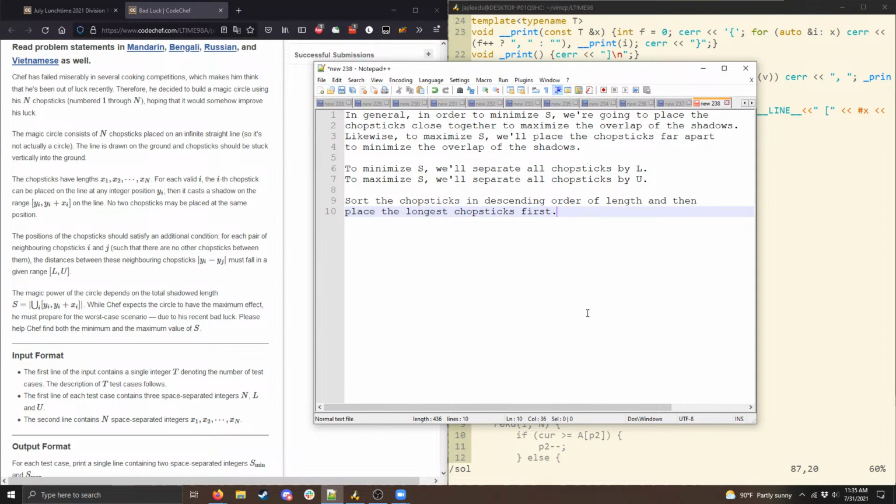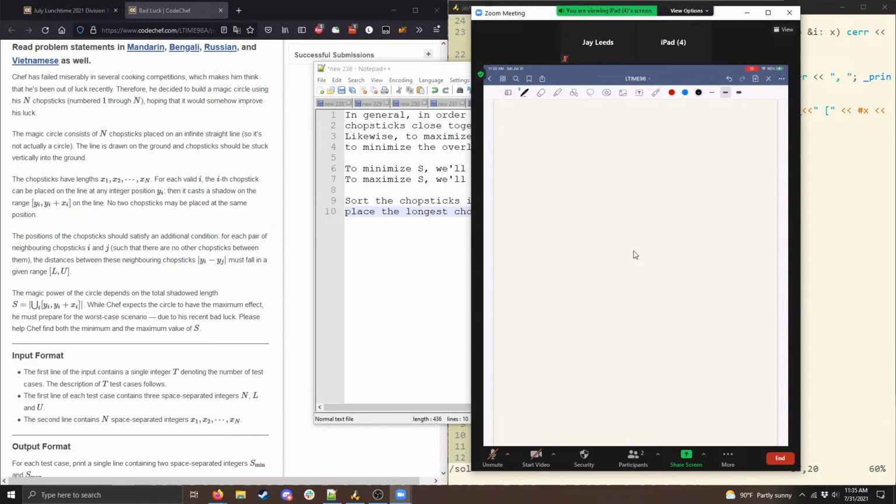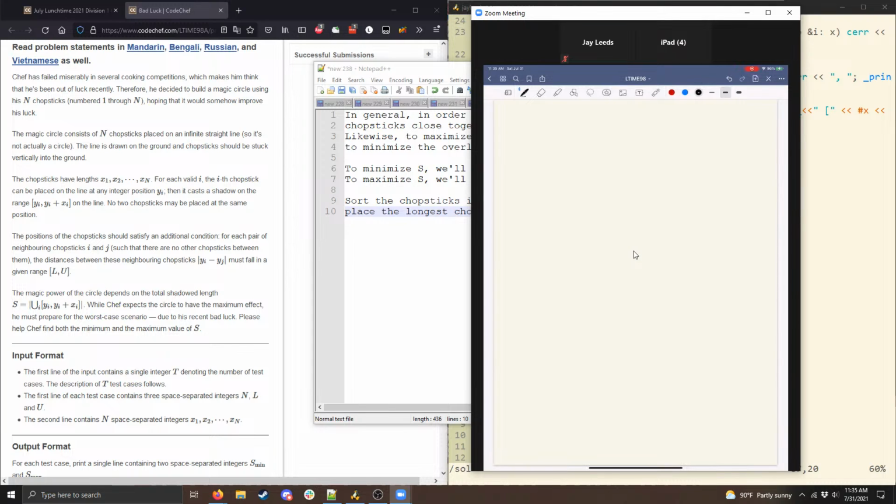All right. Now, how do we maximize S? So let's think about it like this. I think doing this visually is going to be helpful.